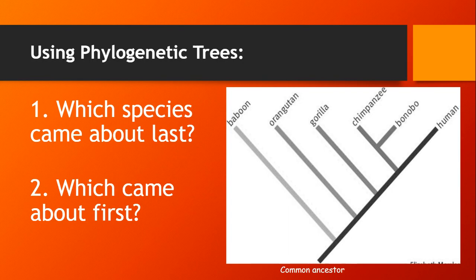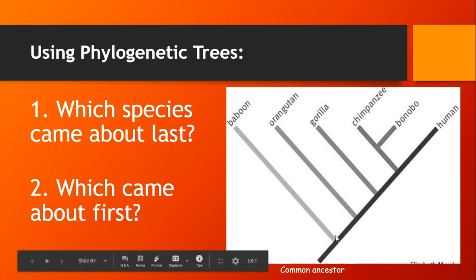Doing some practice with these phylogenetic trees or cladograms, if we look at this one, we want to know which one came about last, which is the newest in evolutionary history. The newer ones are at the very end, so humans would be the newest. The oldest is whatever branched off first, which is the baboon.